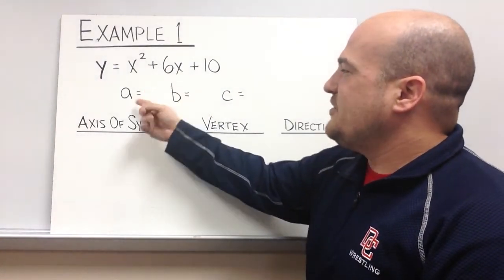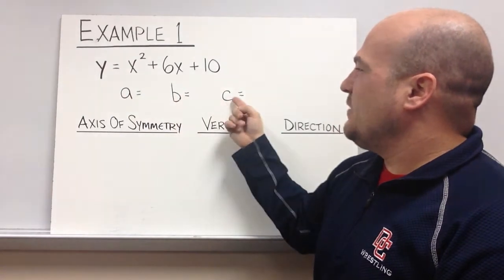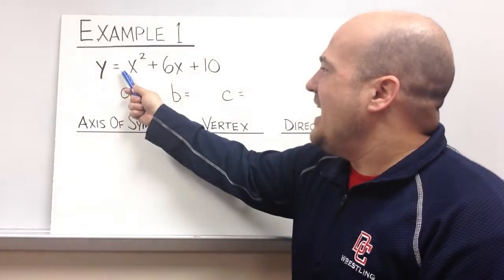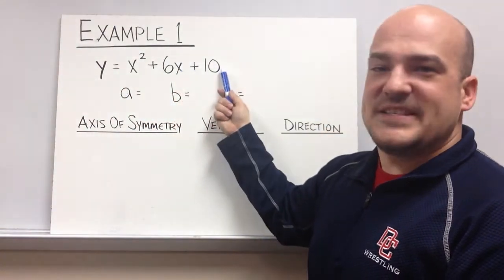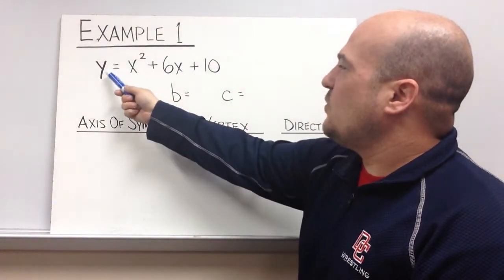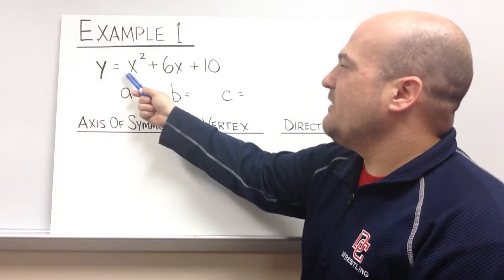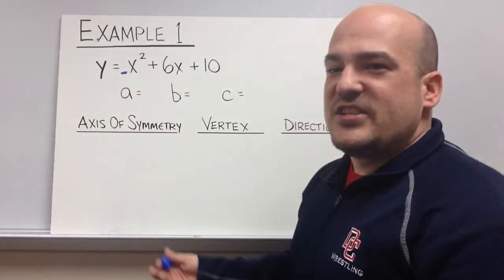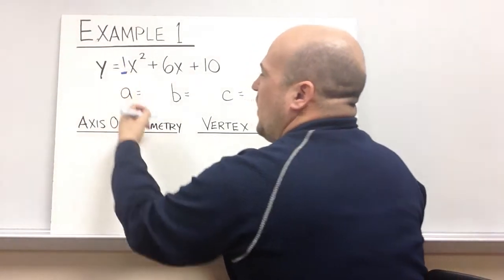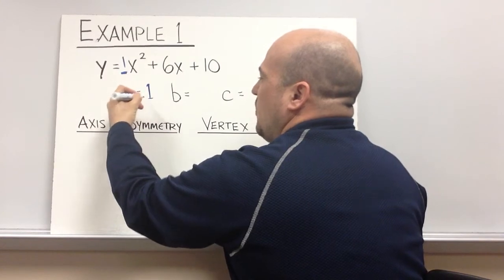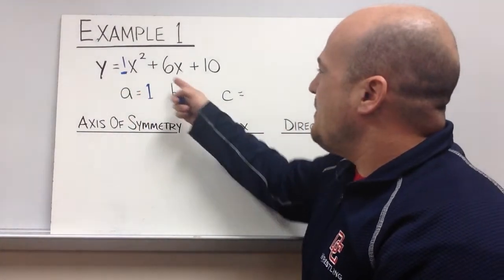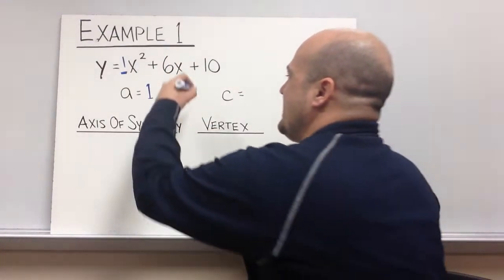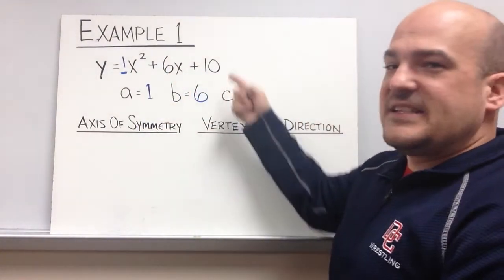Let's start off just by defining what my a, my b, and my c are. Remember that the standard equation is y equals ax squared plus bx plus c. I'm looking for the number in front of the x squared when I'm looking for my a. It looks like there's nothing there, so there must be a 1 there. So my a is 1. Then my b is the number in front of the other x, the x that's not squared, and that's a 6. And my c in this case is a 10.